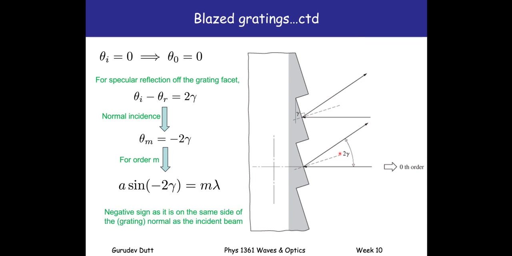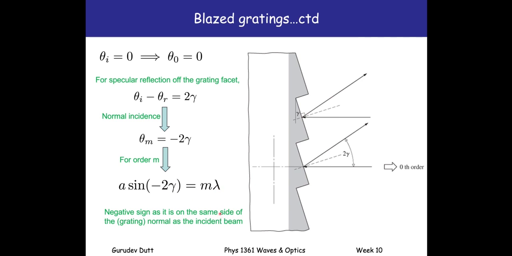Okay, so in the counterclockwise direction. Sorry, that's what I was trying to say. So for the order m, to satisfy the grating condition, a sine theta m must be equal to m lambda. Remember, sine theta I will be 0. So in the grating equation, we can put theta I equal to 0. So we get a sine minus 2 gamma equals m lambda. So negative sign because that's the same side of the grating normal.